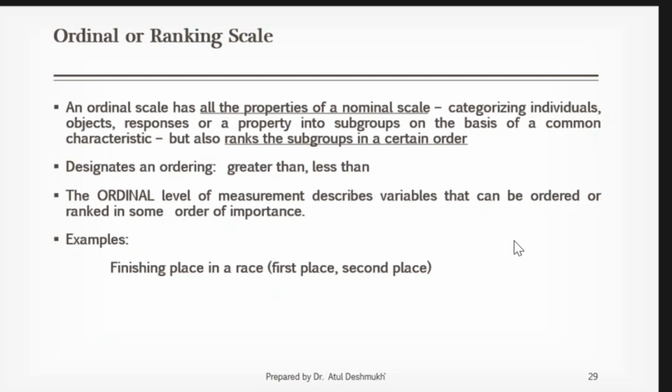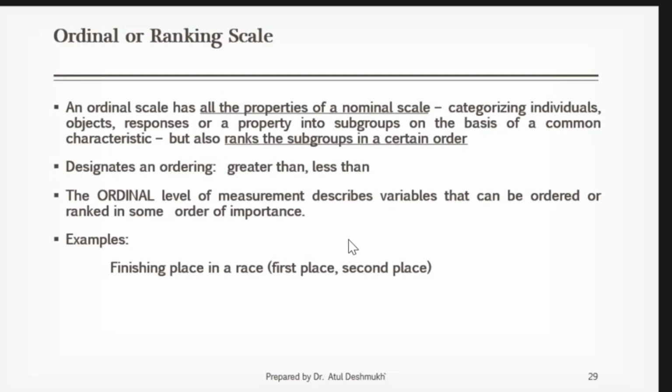I am giving order. I am ranking you people based on what? Based on running capability, or maybe academic capability or intellectual capability. Any variable may be anything. But I am judging you, ranking you, giving you order. When I put you into order, when I give you rank, that is called an ordinal scale or ranking scale. It designates an ordering, greater than, less than. So here we say that the person who scored highest mark is superior to rank number 2. Rank number 2 is superior to rank number 3. Rank number 3 is superior to rank number 4 in terms of academic achievement. What is the variable? Academic achievement or intellectual capacity or test result. You can simply say that particular test result.